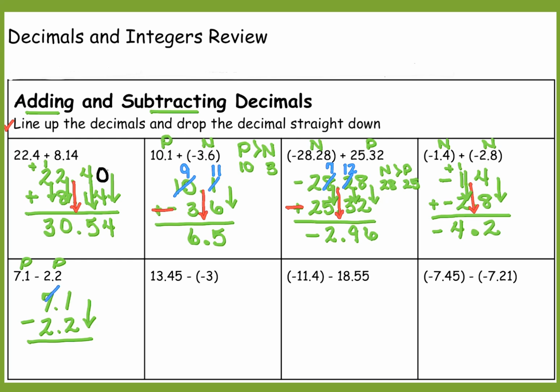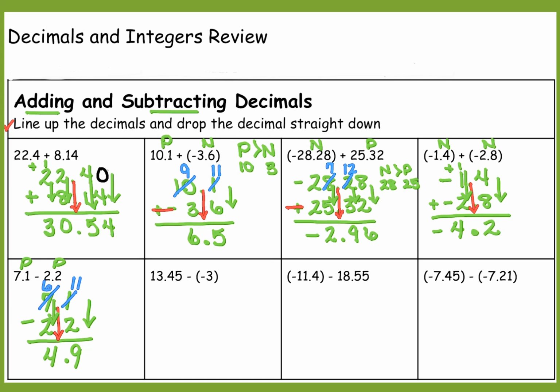So we're going to borrow from that 7 and make it 6. And that's going to change our 1 to an 11. Now we have 11 minus 2, which is 9. Now do not forget to bring that decimal point straight down. 6 minus 2 is our next problem, and that answer is 4. So that gives us 4 and 9/10 as that answer.